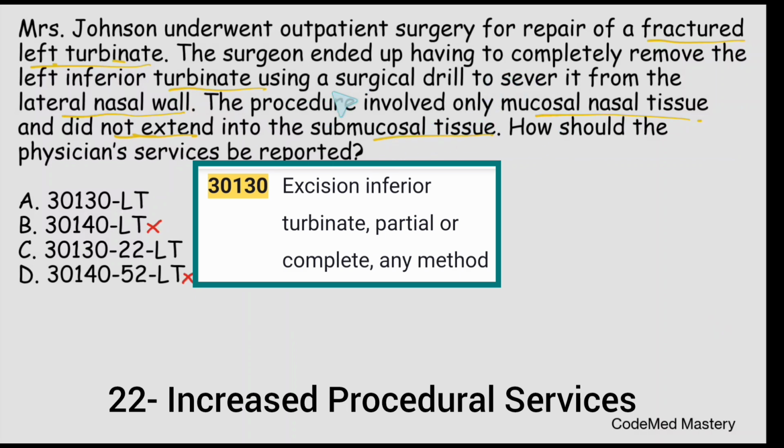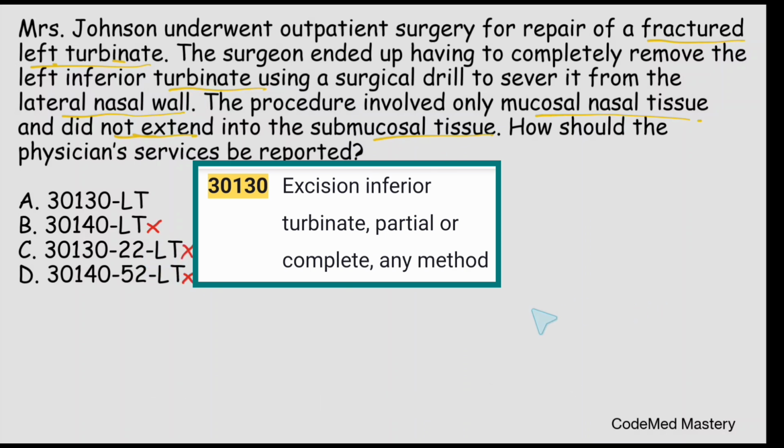I repeat, in the documentation they have not mentioned complicated procedure or any increased procedural service. So we should not append modifier 22, so eliminate option C. Option A is the right answer. They have mentioned LT, that is for the left side. I hope you're clear with it. Let us move on to the next question.